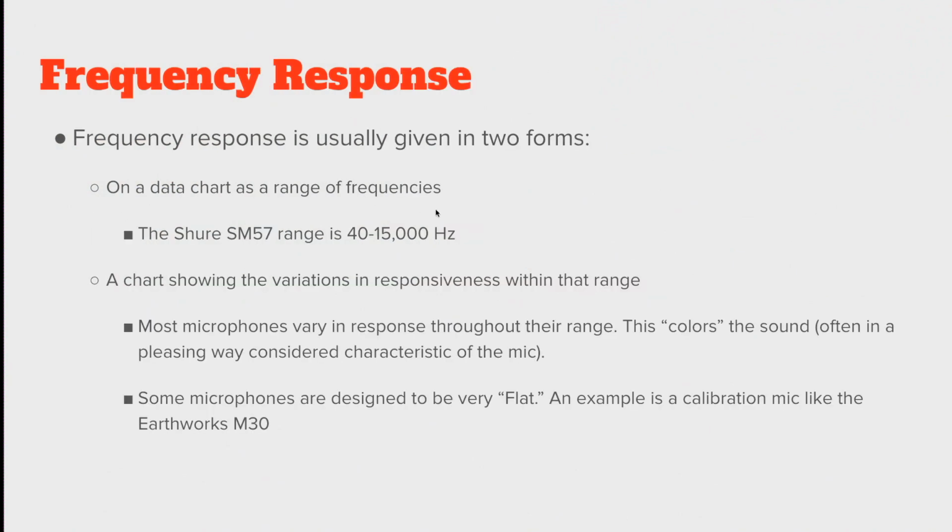Let's move on now. Let's talk about frequency response. So frequency response can be given in two forms. One is something that we call a frequency range. So for example, if you look in the specification sheet for the Shure SM57, you'll see that its range is from 40 hertz to 15,000 hertz or 15 kilohertz.